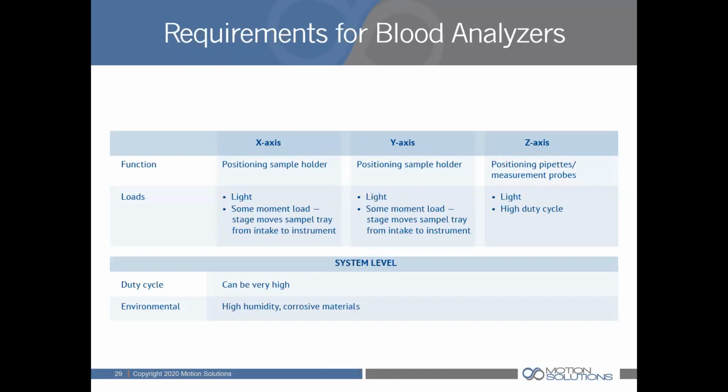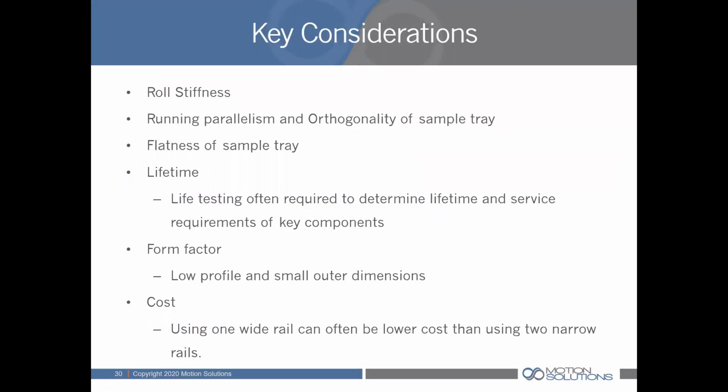So here, duty cycle was high, loads were light, but the positioning requirements were precision motion, and we wanted to have little or no clearance in the bearings. So we specify a preload. Key considerations here, because we're mounting this with an overhung load, we need to have roll stiffness, running parallelism and orthogonality of the sample tray, flatness of the sample tray, long life, low profile because we don't have much room here, and low cost.